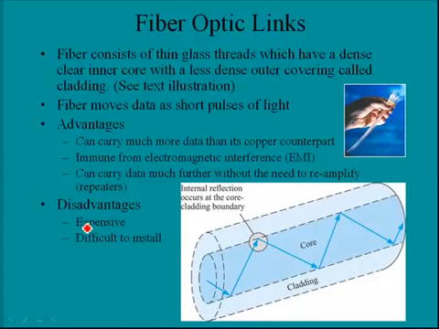Disadvantages are that fiber tends to be quite expensive, and it is rather difficult to handle and install. It is rather delicate. Remember, it's glass. If you bend it too severely, it will break. And if it does in fact break, it requires very high-end, extremely expensive equipment to repair it. Copper is relatively simple to repair, and fiber is extremely difficult to repair.